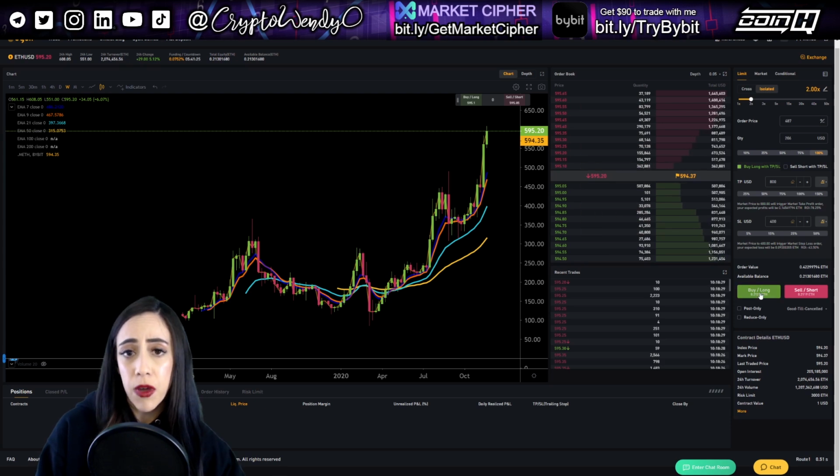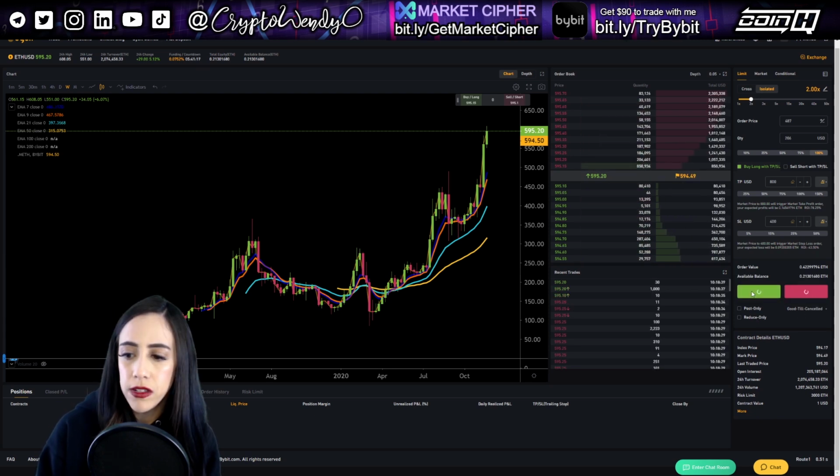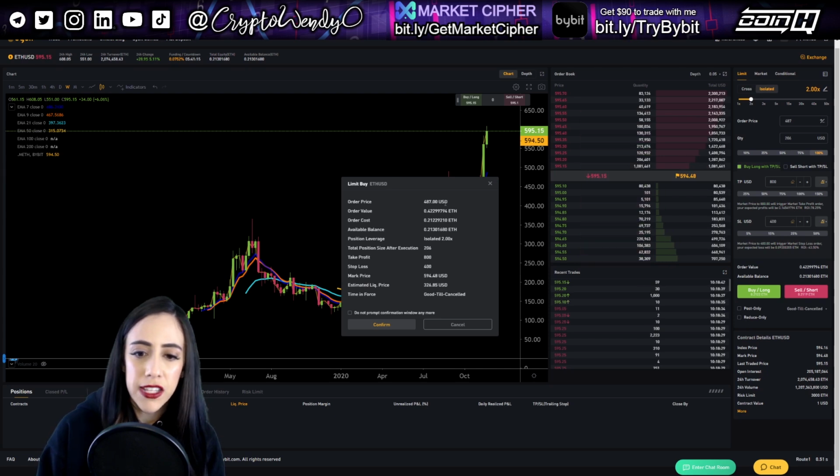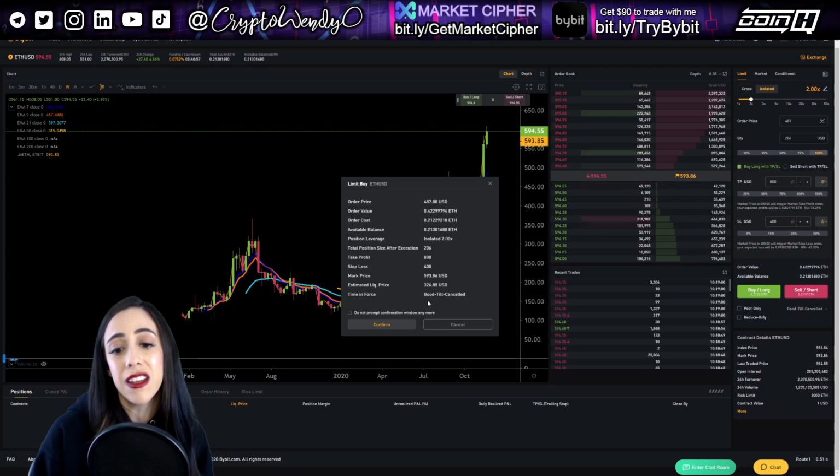And this works the same way if you want to short the market. Same exact thing. They've got the options for post only, reduce only, and good till canceled here. I don't really use those. You can if you want. So I'm going to press buy long, and it's going to populate everything for me. It's going to tell me everything I need to know: the order cost, order value, available balance, position, leverage, total position size, take profit, stop loss, estimated liquidation price. That is important to note for risk. And then time in force, good till cancel, which means it's going to sit there until it gets hit. And if it doesn't get hit, it's just going to sit there.